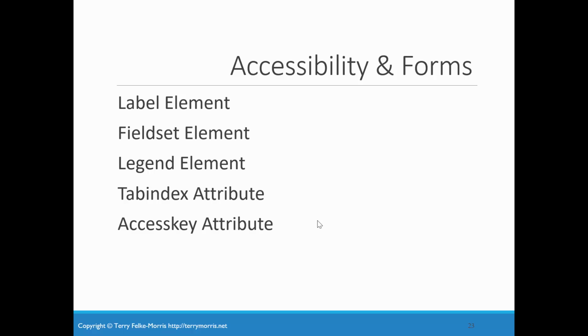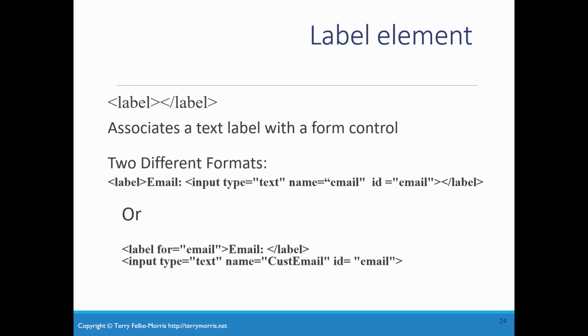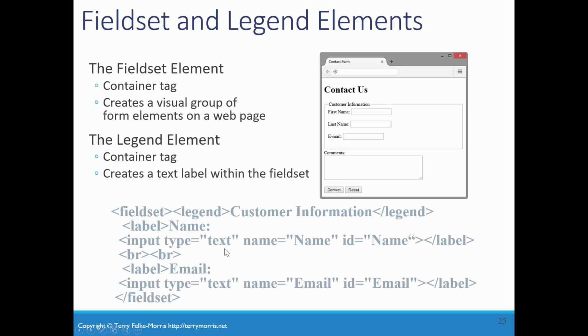The accessibility in forms. I already showed you the label. I'm going to show you field set and legend, and we'll look at tab index. And I don't really like access key, but we'll look at the rest. So I showed you the label for equals, and I showed you that right away because that's considered to be more accessible to people.